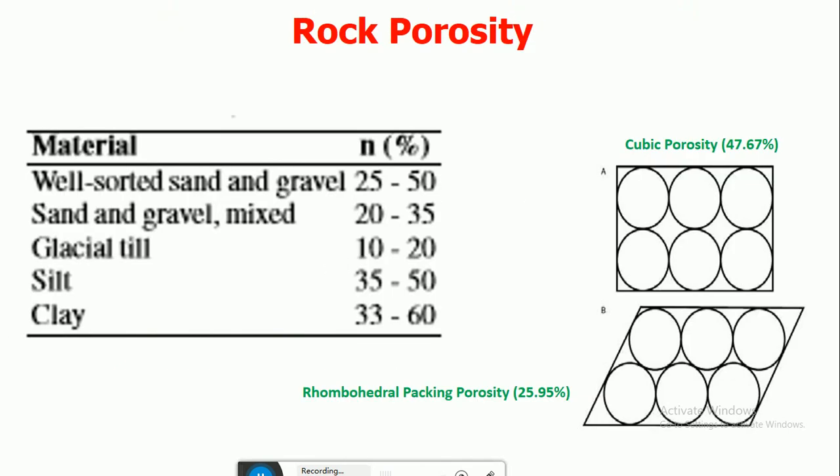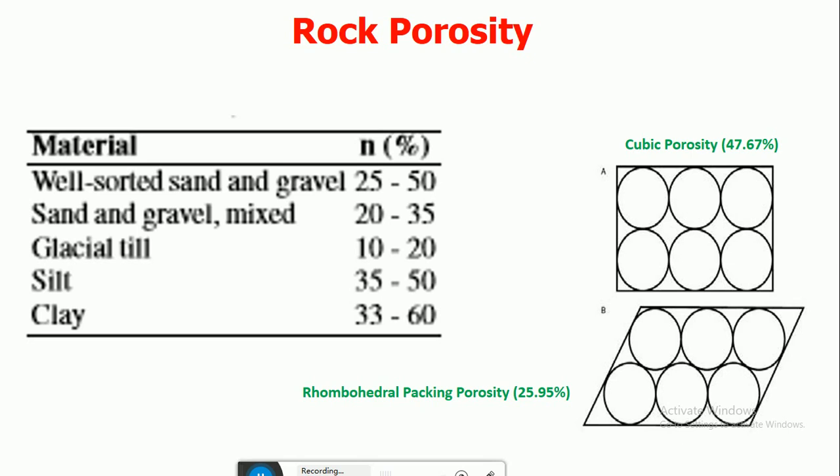Now, rock porosity: how does it vary in different media? First, well sorted sand and gravel has 25 to 50% porosity. It is very good in terms of porosity. Sand and gravel is below the above one, 20 to 35. Glacial till, 10 to 20. Silt, 35 to 50. Silt has high porosity but the permeability is low. Clay, similarly, has high porosity but the permeability is low.